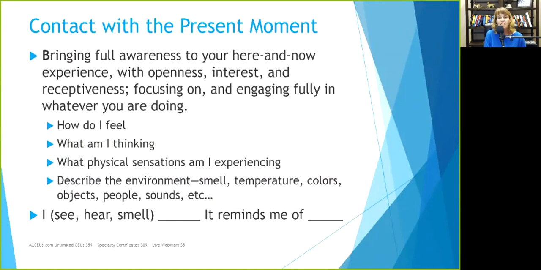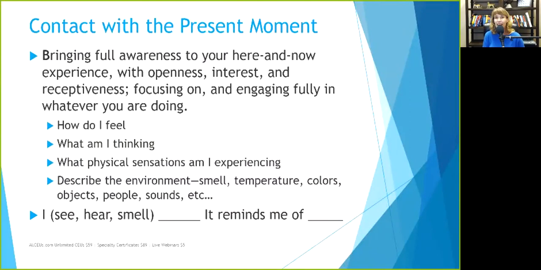Focus on what physical sensations you're experiencing. You see me sitting in the chair and I am a very active talker, but I also move around in my chair a lot. I'm just that way. Physical sensations can be, are you hot? Are you cold? Is your leg going to sleep? Are you sitting on a hard chair? We're supposed to think about, when we're doing computer work, are we sitting with good posture and relaxing our neck and shoulders? Describe the environment: smell, temperature, colors, objects, people, sounds, etc.